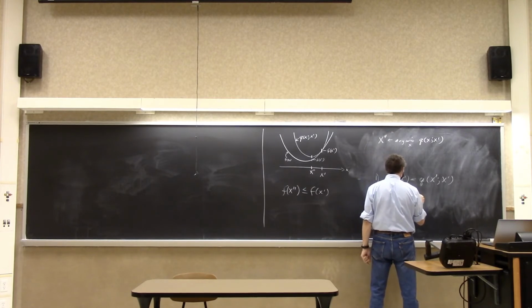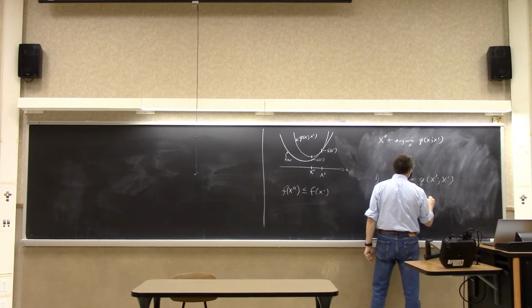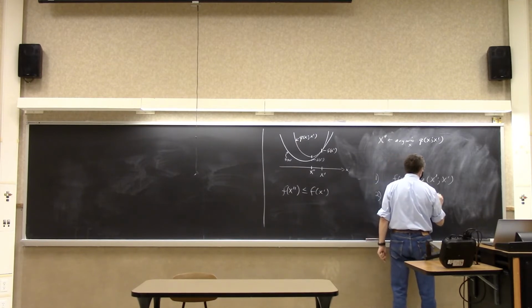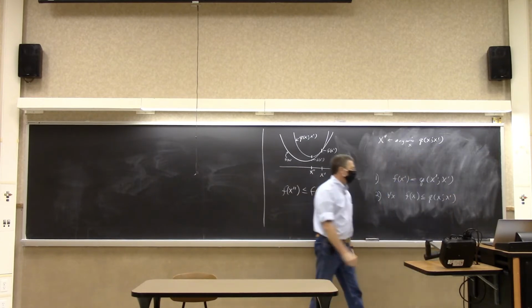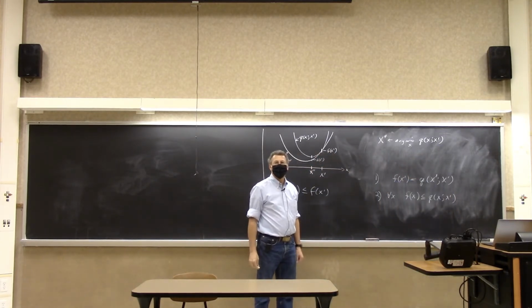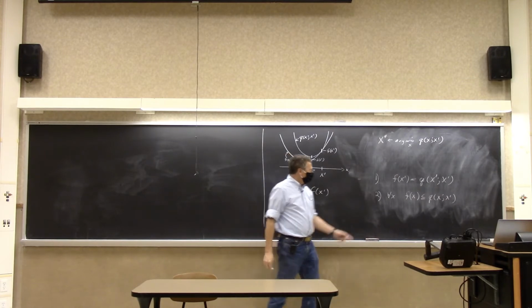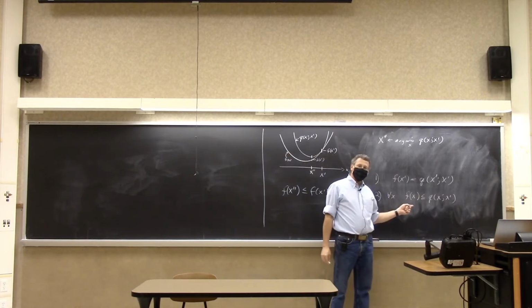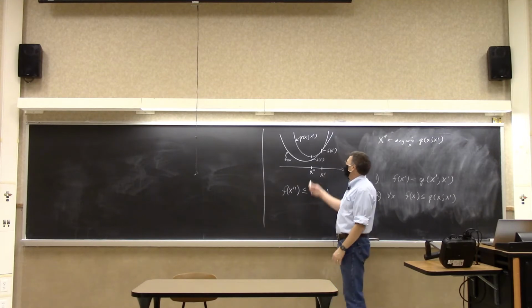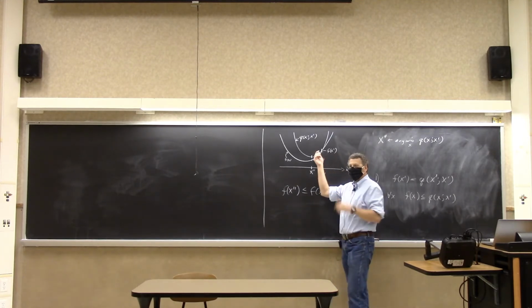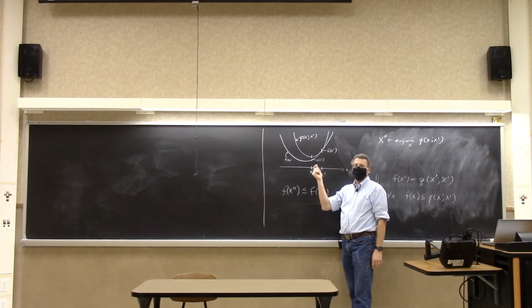f of x has got to be less than or equal to q of x; x prime. So this says q is an upper bound on f, and this says that they're equal at the point of approximation. I don't have anything about it being tangent, because if those two things hold and it's continuously differentiable, it's got to be tangent. Why?